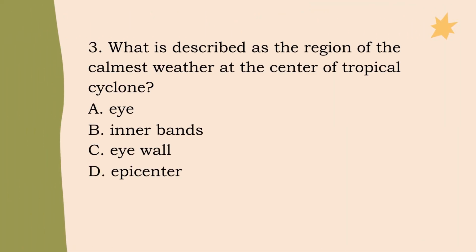Number 3. What is described as the region of the calmest weather at the center of tropical cyclone? Letter A, eye. Letter B, inner bands. Letter C, eye wall. Or letter D, epicenter. The correct answer is letter A, eye.